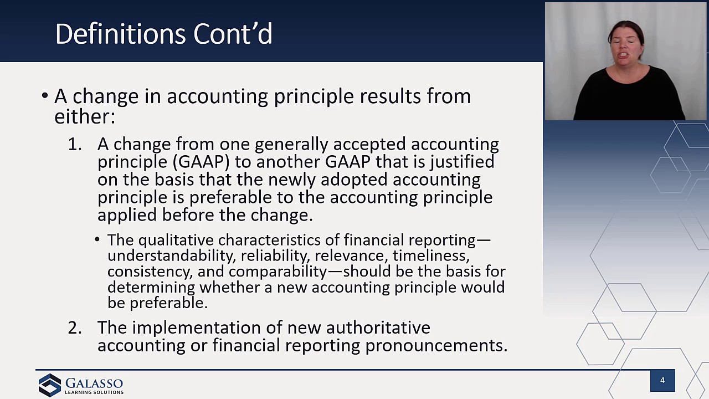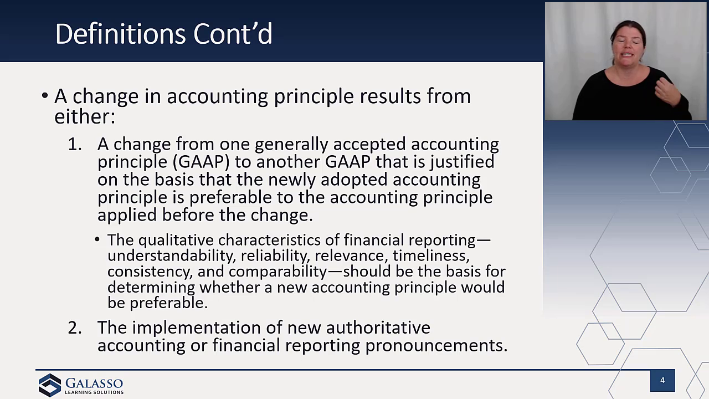So what is a change in accounting principle? It's a change from one GAAP to another GAAP, right? So from one generally accepted accounting principle to another that is justified. And again, they're going to focus on the qualitative characteristics here. So is it understandable? Is it relevant, right? What makes this preferable? It also includes implementing new authoritative guidance, right? So if there's a new GASB standard that comes out, that's a change in accounting principle because you're moving from the current GAAP to a new GAAP.